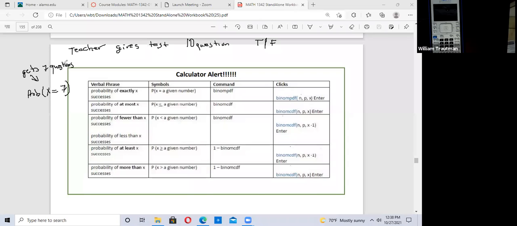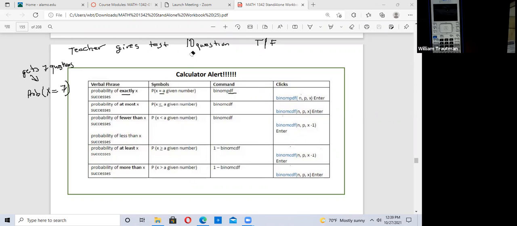And we're talking about exactly 7. You can't get 8, 9, or 10 correct. A student gets exactly 7 questions correct. Exactly, once again, is an equal sign. Equals, we use PDF. Do you see? Everybody else that is not equals, use CDF. So for equals, we use the PDF.